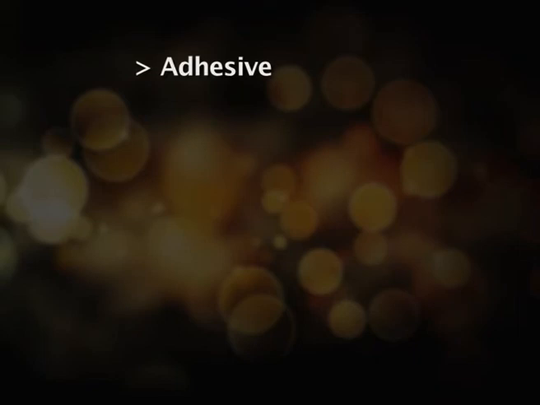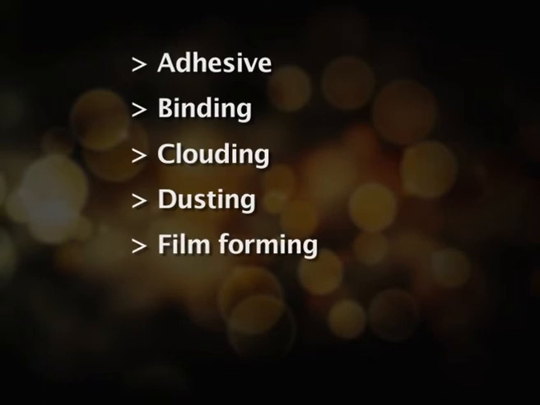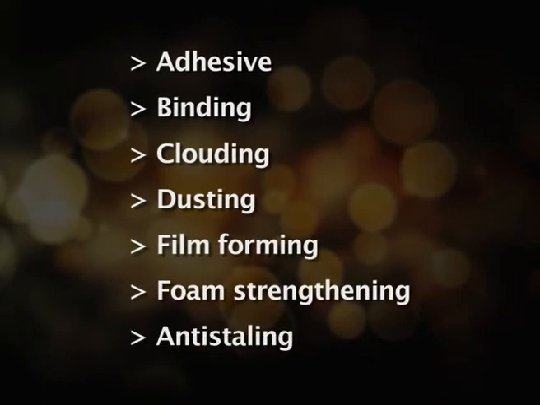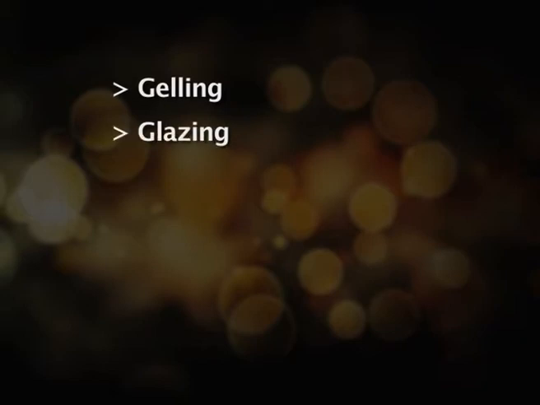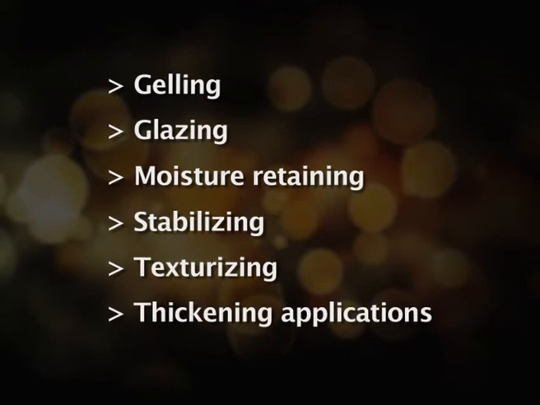Starches and modified starches have an enormous number of food uses, including adhesive, binding, clouding, dusting, film forming, foam strengthening, anti-staling, gelling, glazing, moisture retaining, stabilizing, texturizing and thickening applications. A second uniqueness is that most starch granules are composed of a mixture of two polymers, an essentially linear polysaccharide called amylose and a highly branched polysaccharide called amylopectin.